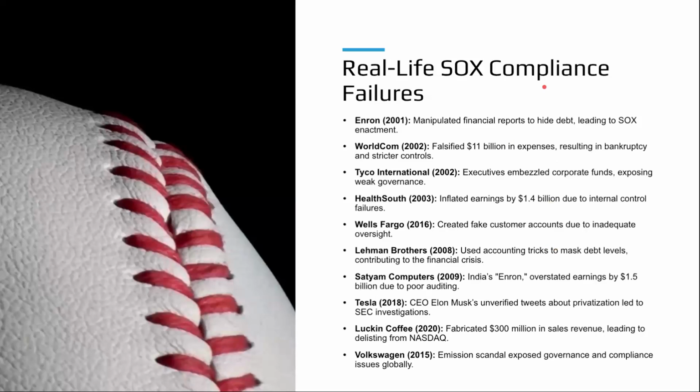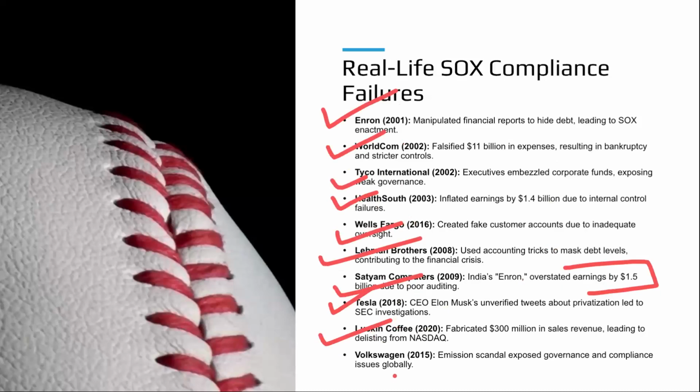So these are some of the real-time examples of SOX. It started from Enron, but then WorldCom also happened. Tyco International happened. HealthSouth, Wells Fargo. All these are US companies. Lehman Brothers, Satyam Computer. Satyam Computer is an Indian company. Okay. They also did the same thing, overstating earnings, but actually there was no money in the company. Okay. Tesla, Luckin Coffee, Volkswagen also. Okay.